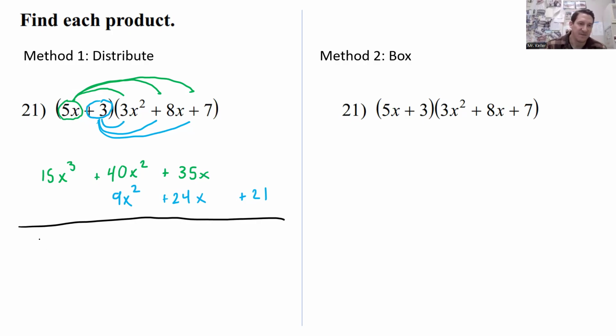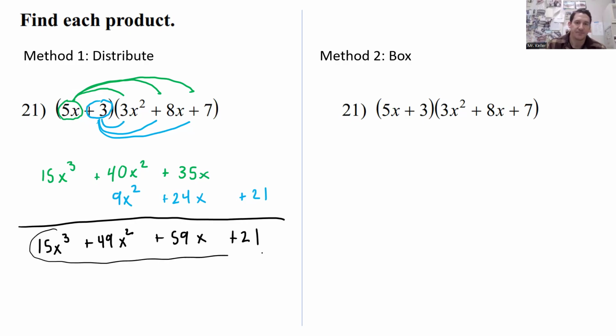No like term for the 15x cubed. So it's just 15x cubed. 40 plus 9 is 49. So 49x squared. 35 plus 24 is 59. So 59x plus 21. And there we go.